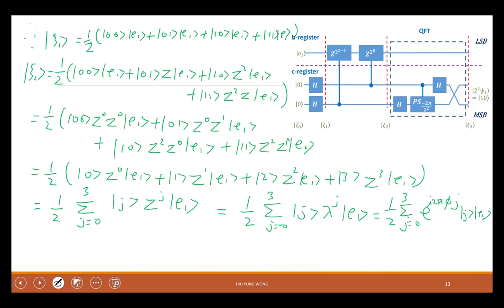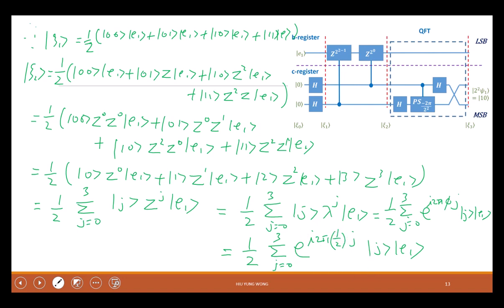So let me write it again. Equals 1 over 2, summation j equal to 0 to 3, e to the power i 2 pi, 1 over 2. I deliberately write that. You will see later why I don't simplify it. Actually, in the homework, you already have the answer in the textbook. I'll ask you to maybe try other cases. But this is the point.